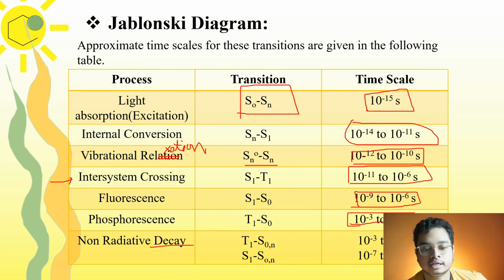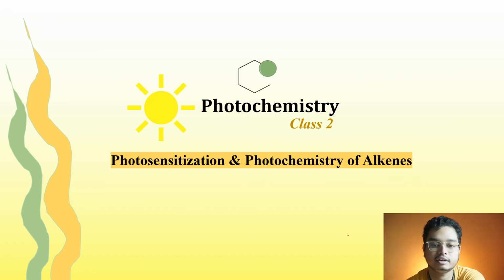Also, there are certain non-radiative decays. Non-radiative decays suggest the singlet state to ground state singlet transition, but into a higher vibrational state. Also, the triplet state to singlet ground state transition into a higher vibrational level. These are the non-radiative decays, and they also take a much longer time. So I hope this is clear to you, and with this we end this class. In the next class we will talk about photosensitization and also the photochemistry of alkenes. So stay tuned for that lecture, and thank you for listening.